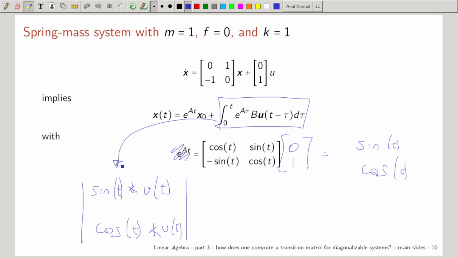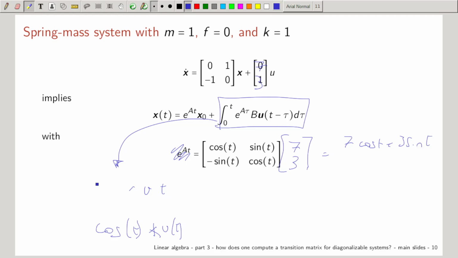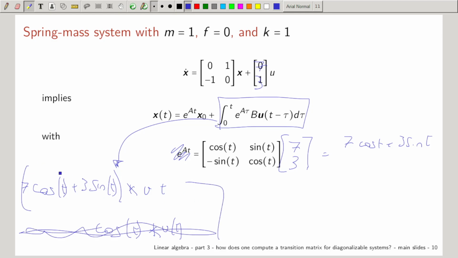Together? Are we together, people? 1, 2, 3. And if I was adding 7, 3, then I would have had here 7 cosine of t plus 3 sine of t, and this would be 7 sine of t, cosine of t plus 3 sine of t convolved, and here something else. You got the point? It's the same.